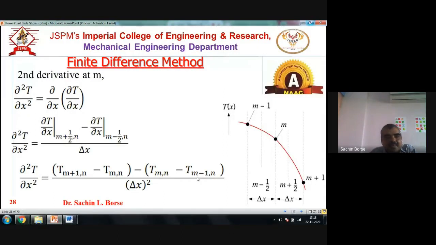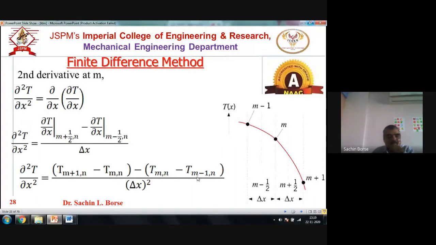Okay, so we know that the second derivative is what? The derivative of the first derivative. So we'll write it in the same way: del square T by del x square is equal to del T by del x at m plus half minus del T by del x at m minus half, divided by the distance between them. You can see the distance is again what? As both are midpoints, their distance is delta x. So divided by delta x. Now we put the values here and we get del square T by del x square is equal to T(m+1) minus T(m) minus T(m) minus T(m-1). Now minus minus will become plus.